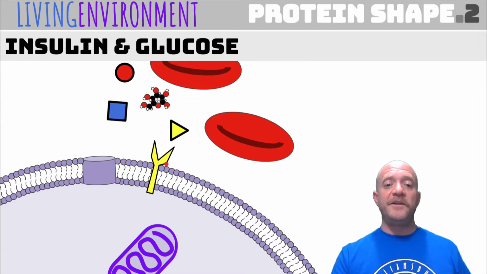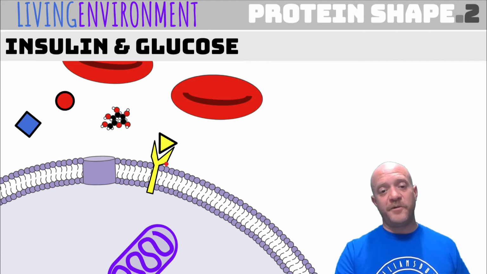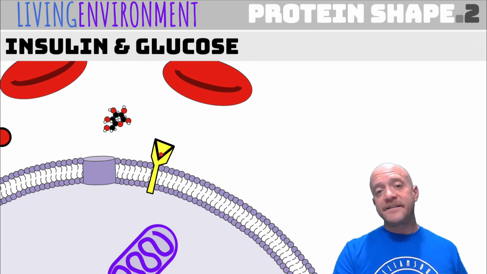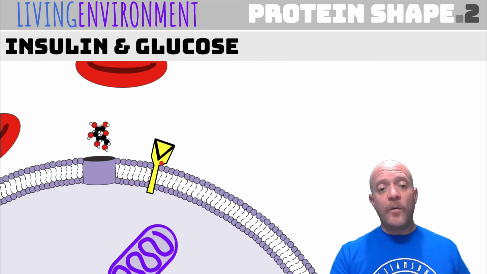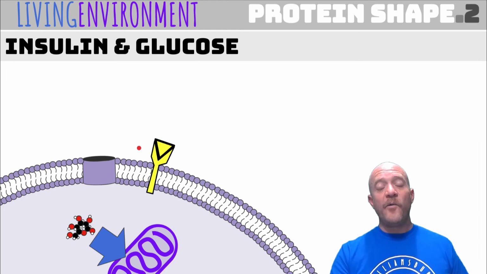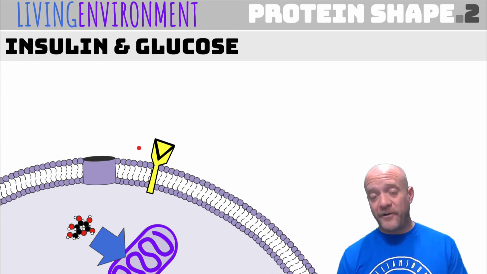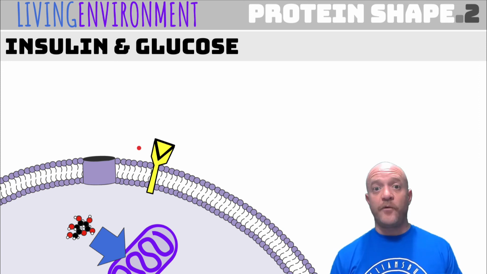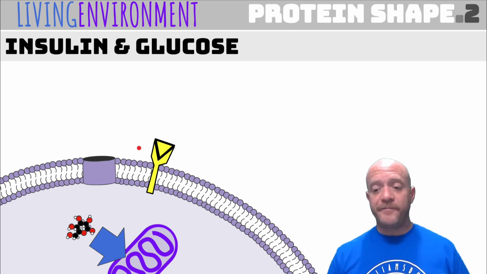But what you notice is the other message will be received, and this just so happens to be insulin. So when insulin tags onto this receptor, what happens is a little channel opens up within this cell, and then this glucose is allowed to enter the cell, where it will eventually go into the mitochondria, where it will be used to generate or create ATP, which is used for energy within the cell.